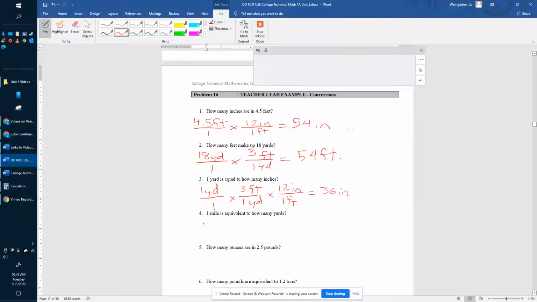1 mile is equivalent to how many yards? Well, if we look at our table, we know how many feet are in a mile, but we are not given how many yards, so we're going to have to calculate that. So mile on the bottom, we have 5,280 feet.